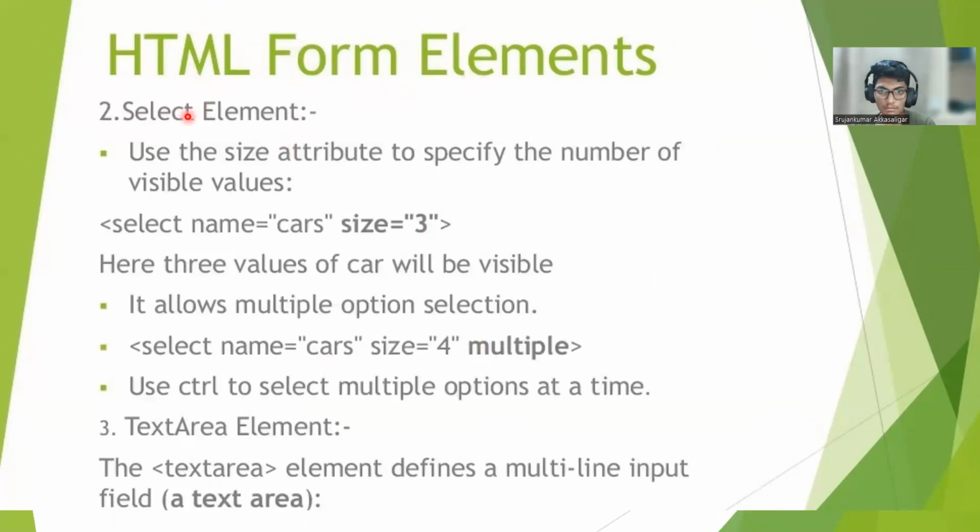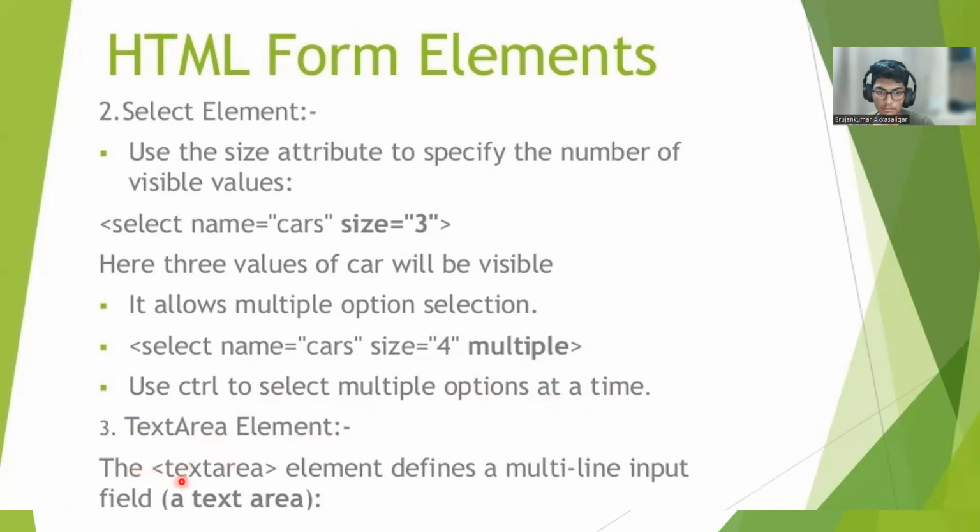HTML form element. The second type is the select element. Use the size attribute to specify the number of visible values. Select name equal to cars and size equal to 3. Here the name of this select element is cars and the size is 3, so 3 values for the cars will be visible. It allows multiple option selection. If you specify the size as 4, use Ctrl to select multiple options at a time.